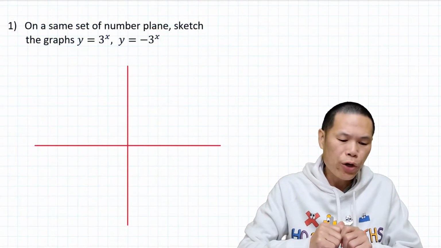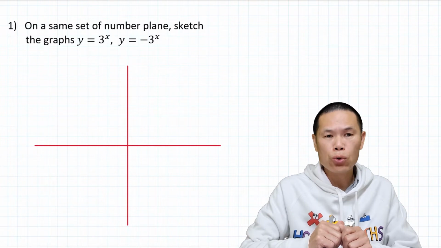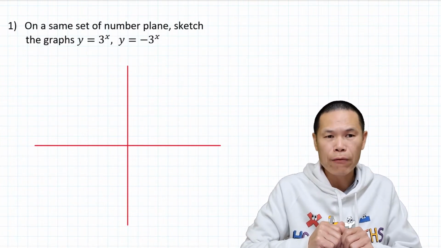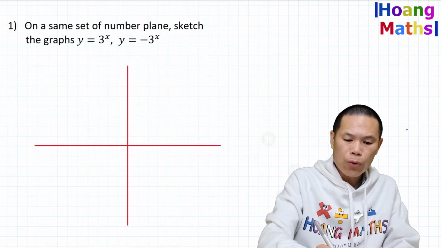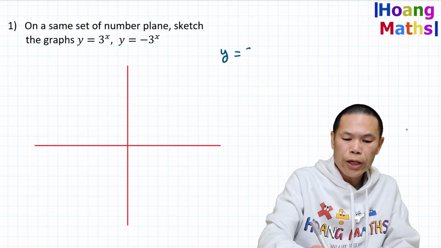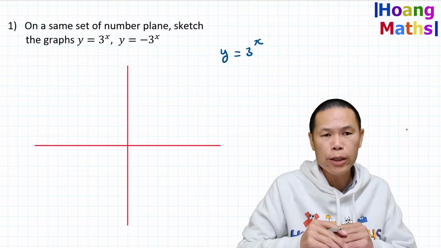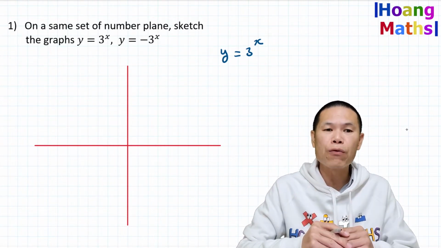First one. We need to sketch y is equal to 3 to the power of x and y is equal to negative 3 to the power of x. Let me sketch y is equal to 3 to the power of x first. To sketch this, we simply find a few points and then sketch it from there.